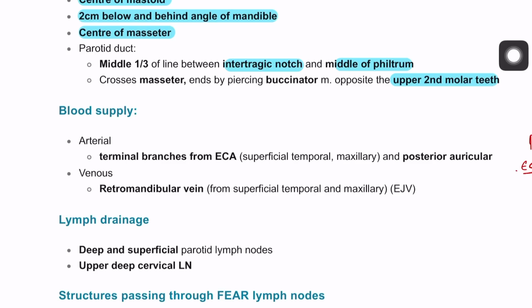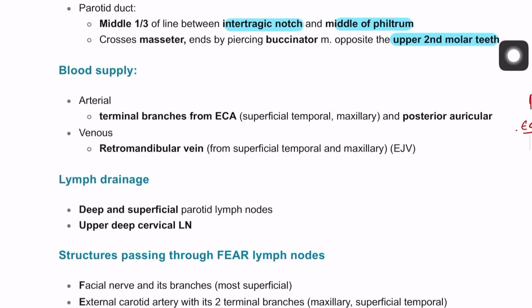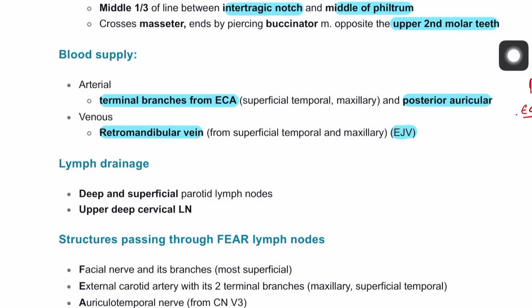So you have the arterial supply, which is the terminal branch from the external carotid artery, and the posterior auricular can give it as well. The retromandibular vein is the main vein, and it goes into the external jugular vein. Lymphatic drainage: you are in the neck, so mainly the deep and superficial cervical lymph nodes will be the main drainage, specifically the upper jugular ones, and you have the deep and superficial parotid lymph nodes as well.